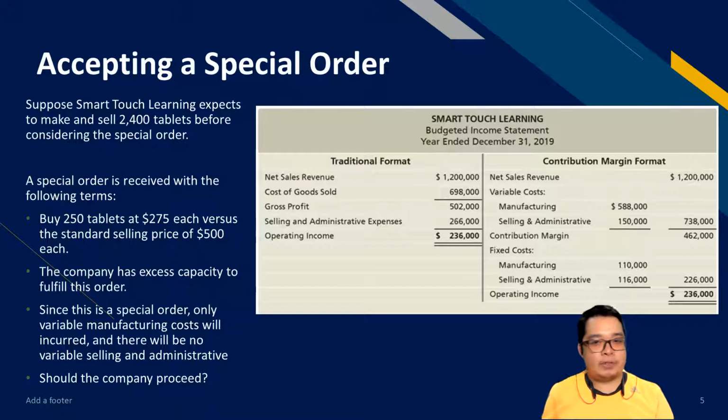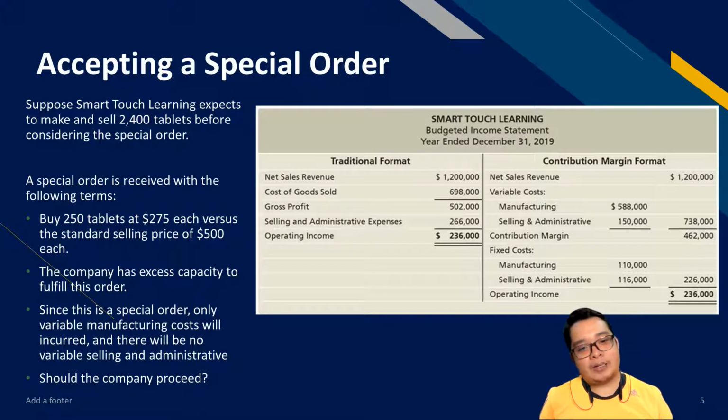So let's look at this example. Again, we're looking at Smart Touch Learning. This is the budget of Smart Touch Learning at 2,400 tablets. A special order is received with the following terms. A customer wants to buy 250 tablets at $275 per piece, versus the standard selling price of $500. So you have a reduction in contribution margin because of the special price, but the customer is willing to buy a large volume, 250.